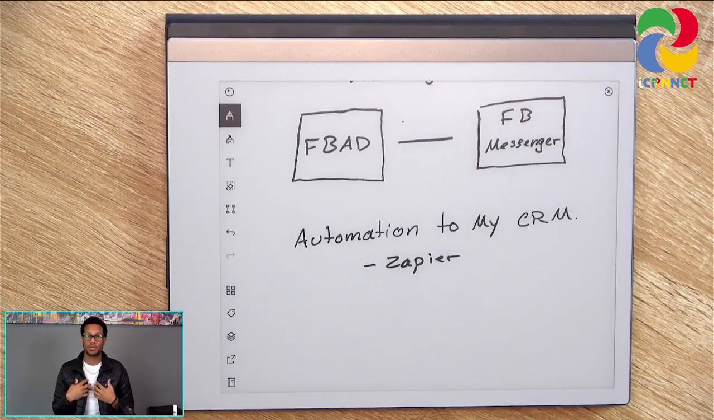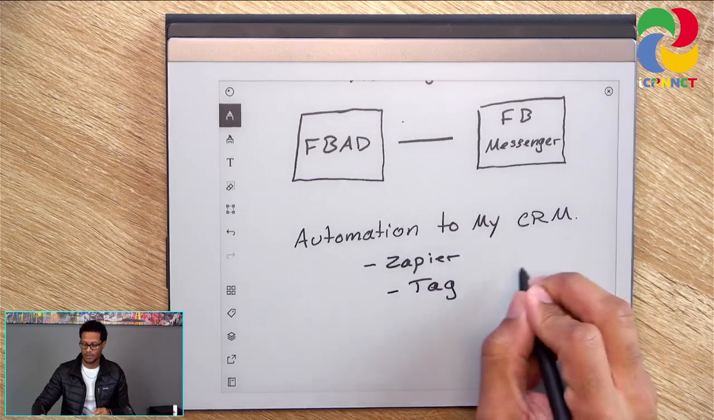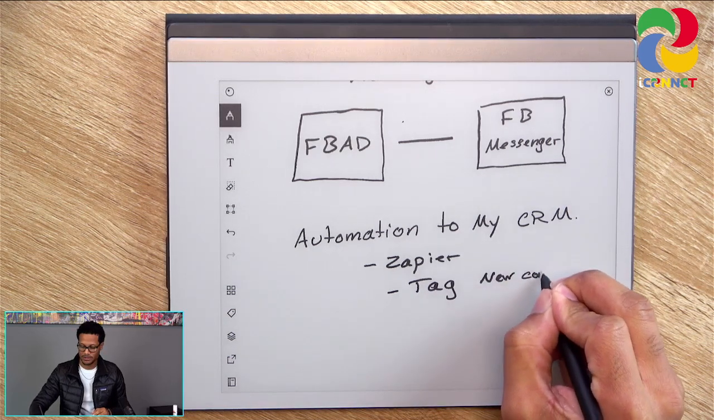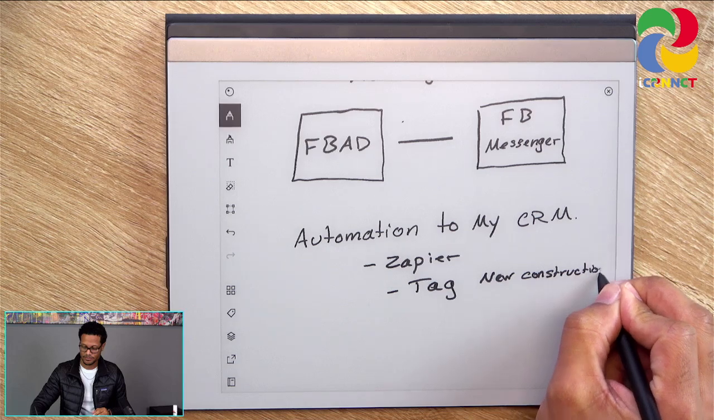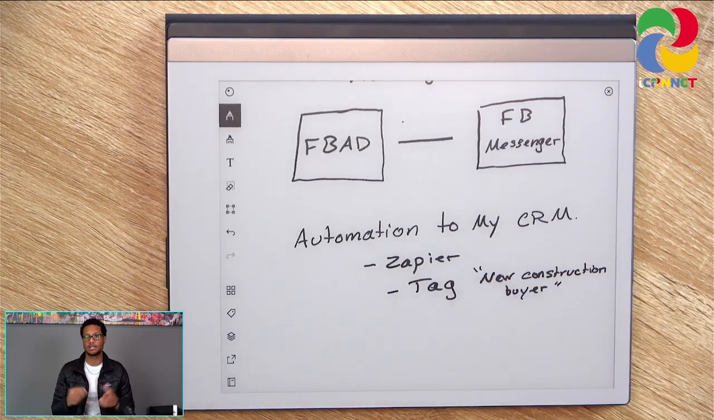And so what I would want to do is set up an automation within my CRM, whether you all are using Lofty, FUB, whatever you're using. I would then create a Zap that says when somebody messages me on Facebook, I want them to go into my CRM and be tagged accordingly. So I want to tag them, whatever it is, new construction buyer. There could be a couple more tags, like the area.